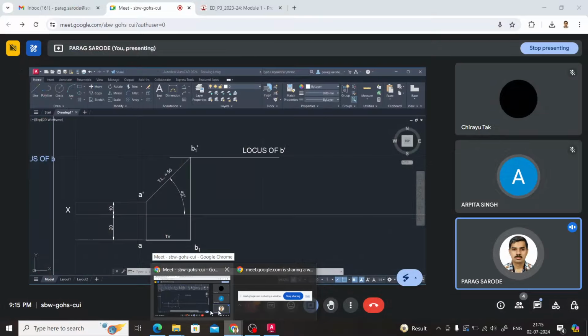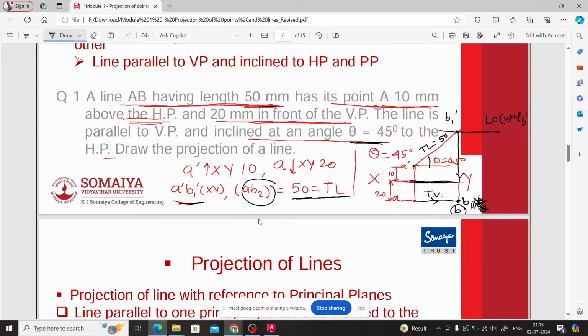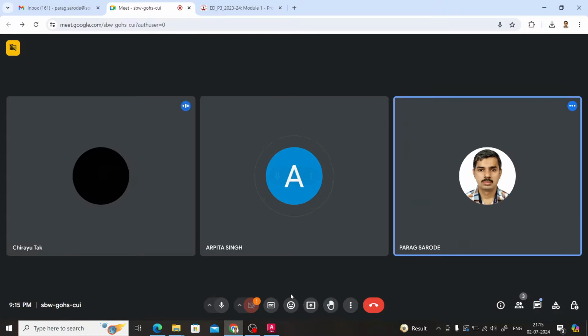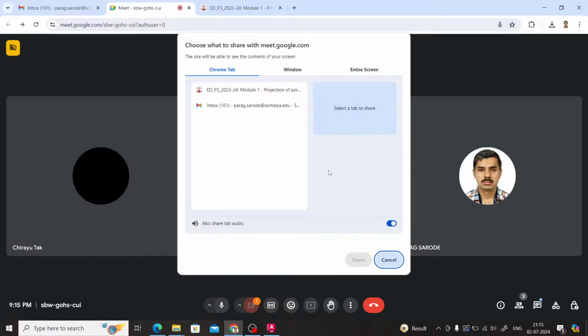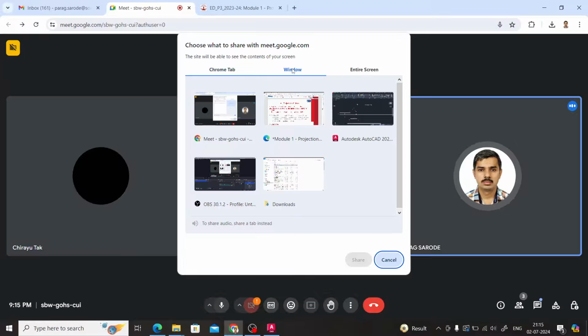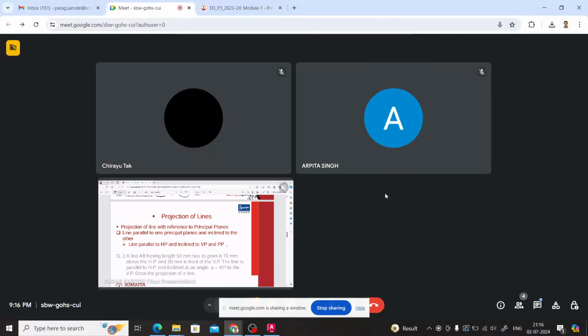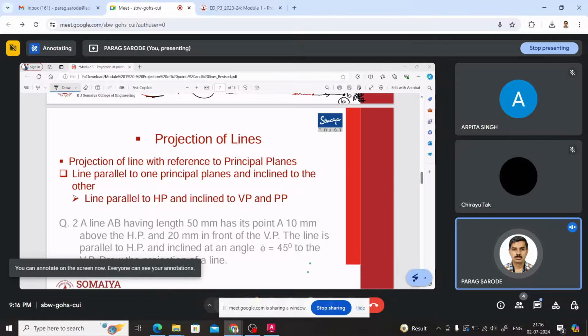So I will discuss one more problem, then we will stop. So then the front view for this line is... in this case, we have only the true length, and we do not have any separate front view, right? And we have only the top view in that case, because the line was inclined to one reference plane only. Now I will show you a question which is having a line inclined to both the planes, then you will understand.